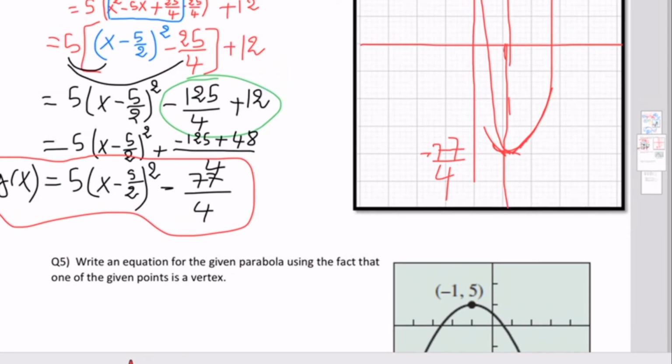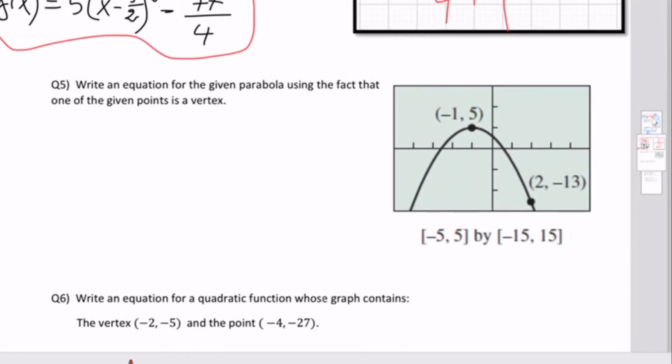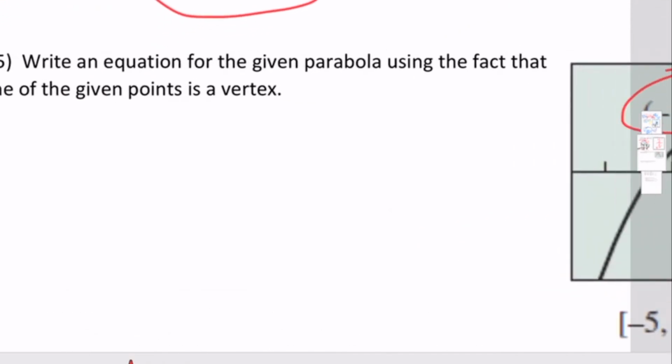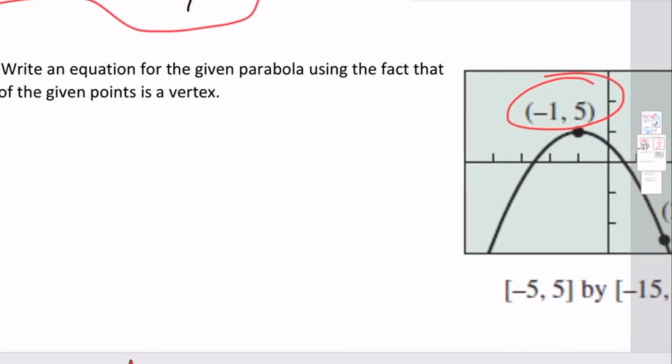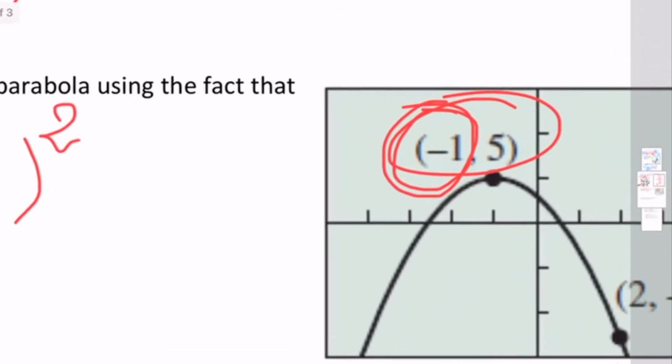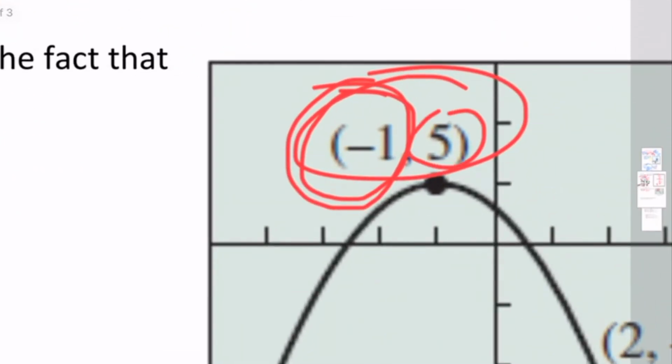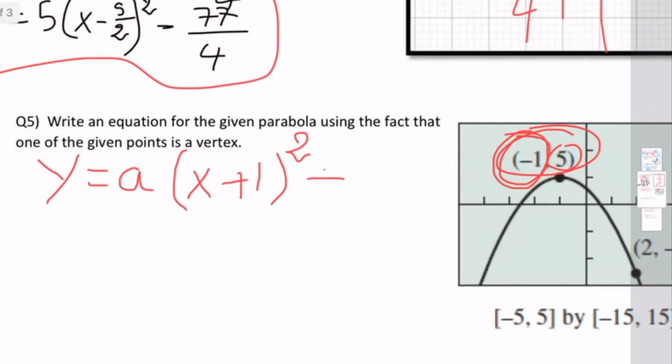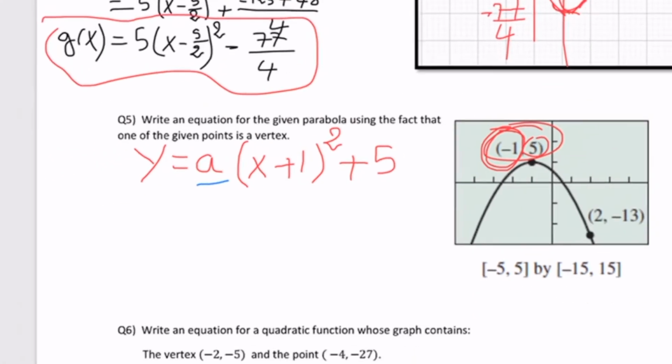Next question. Write an equation for the given parabola using the fact that one of the given points is the vertex. So this is my vertex. So this is on the form using the vertex. Okay, and then plus k, which is 5. Now we only need to find a.